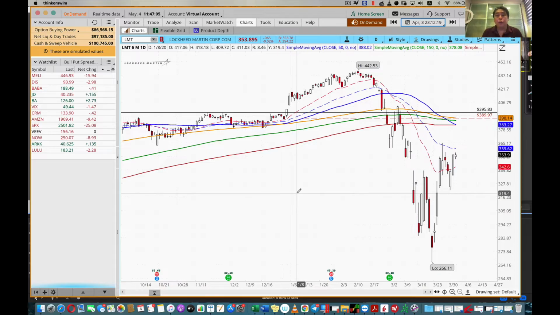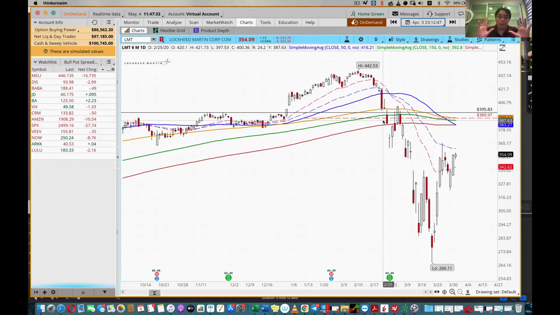So what could I do? Well, what I could do is I could just let the put be exercised, right? So if the put is exercised, what happens is that I'll be obligated to buy 100 shares of Lockheed Martin at 390. I'll buy 100 shares at 390, and at the same time, I get to keep the 745 premium. Now, I could do that.